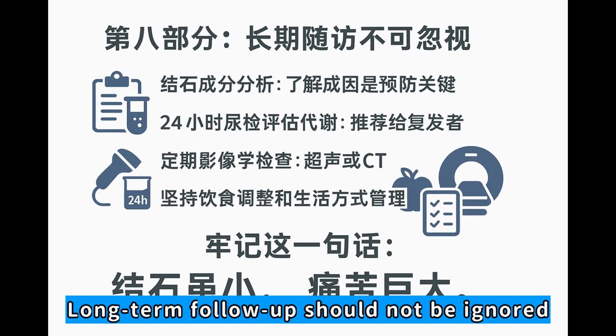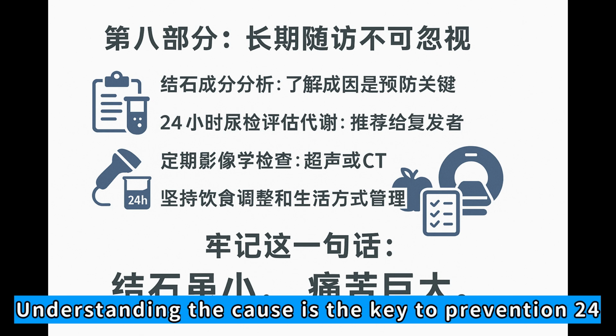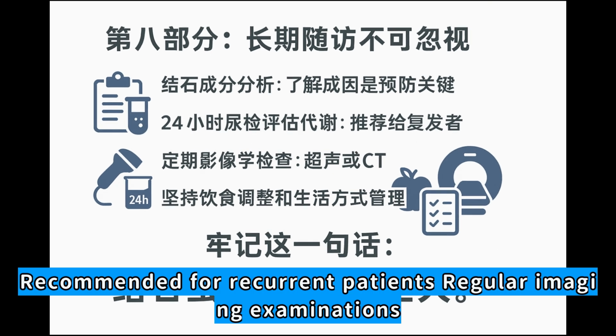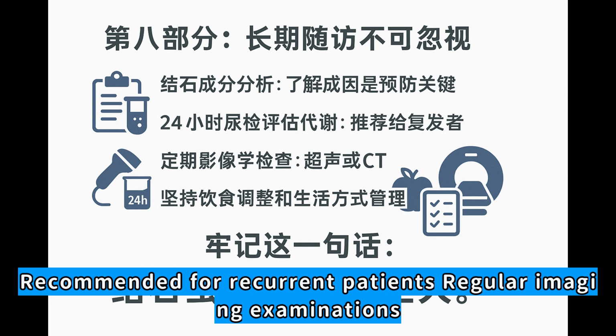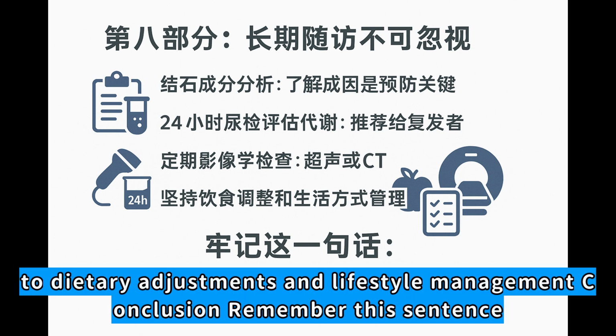Part 8. Long-term follow-up should not be ignored. Analysis of stone composition. Understanding the cause is the key to prevention. 24-hour urine test to evaluate metabolism. Recommended for recurrent patients. Regular imaging examinations, ultrasound or CT. Adhere to dietary adjustments and lifestyle management.